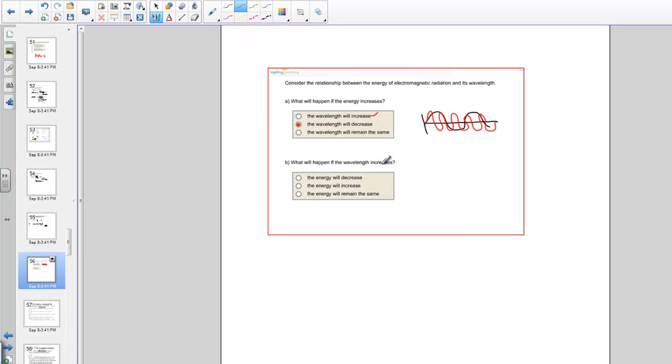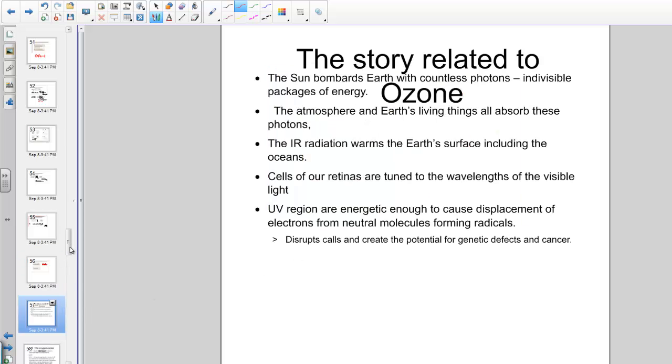What will happen if the wavelength increases? So now we're just looking at the opposite picture. If the wavelength increases, the distance from trough to trough is increasing, the energy goes down. The energy decreases because the frequency also decreased. You're doing a great job with these concepts of energy and how it's related to wavelength and frequency.